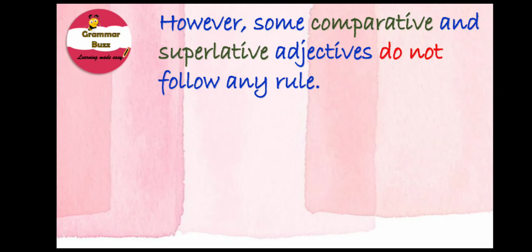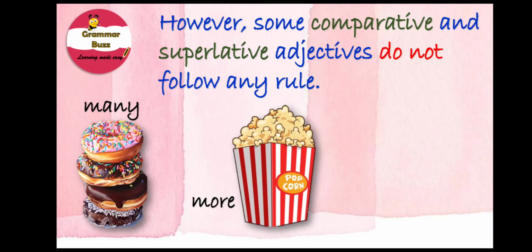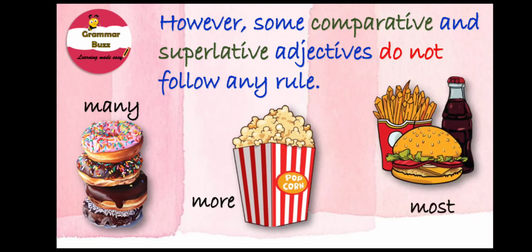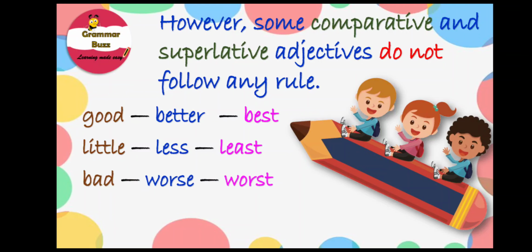Hey, there are some adjectives that do not follow any rules. They are not the regular ones. So, they form their own degree of comparison. For example, the positive degree of the adjective many forms the comparative degree as more and the superlative degree as most. Few other adjectives which do not follow any rules are as follows: good, better, best; little, less, least; bad, worse, worst.